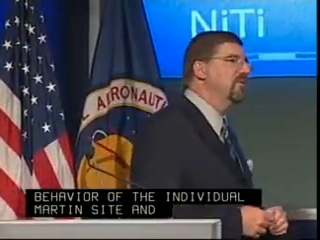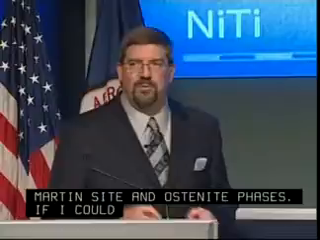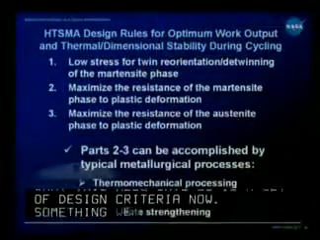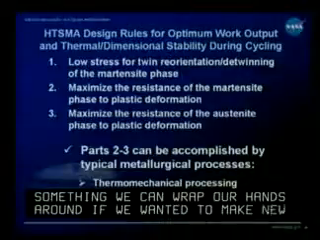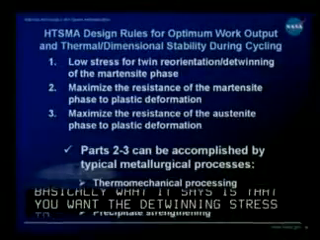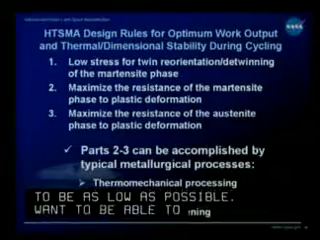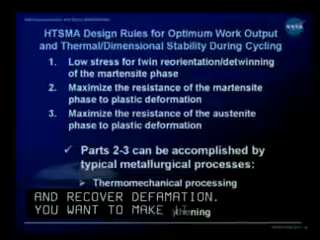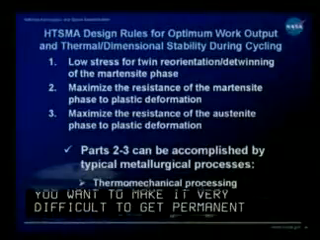What this also gave us, though, was a set of design criteria now, something we can actually wrap our hands around if we wanted to make new alloys. Basically what it says is that you want the detwinning stress to be as low as possible. You want to be able to easily detwin and recover deformation. At the same time, you want to make it very difficult to get permanent deformation of both the martensite phase as well as the austenite phase.